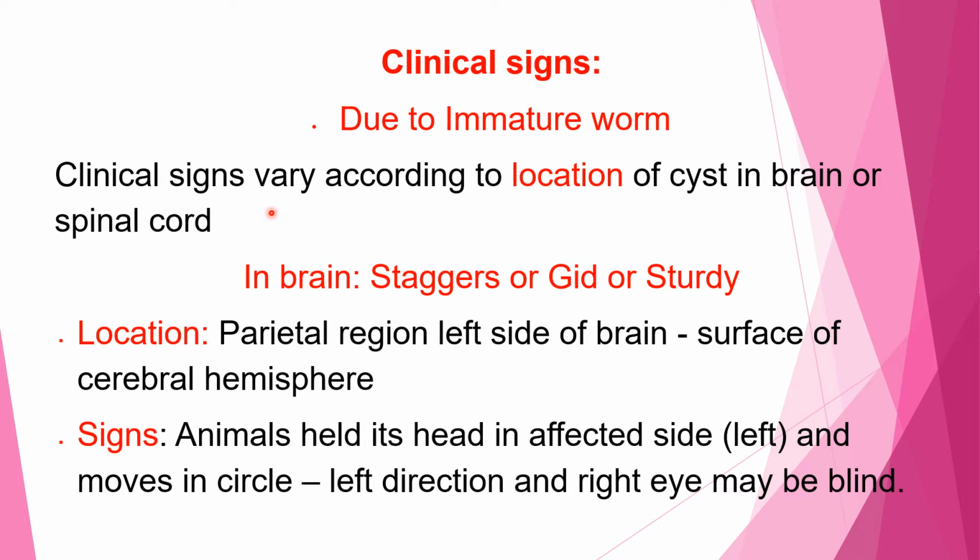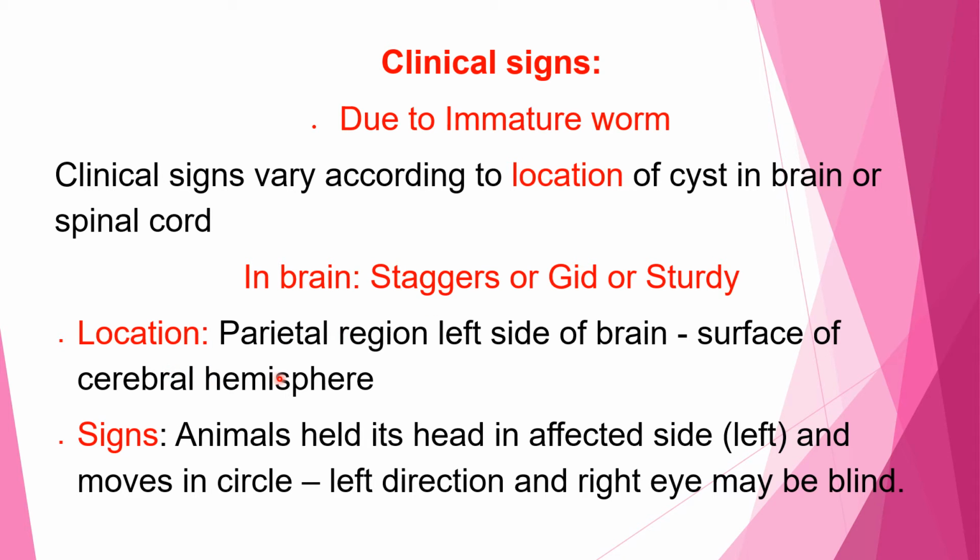The clinical signs vary greatly according to the location of the cyst in brain or spinal cord. The part of the brain in which it is located governs the signs. Generally, when the cyst is in brain, the disease is called Staggers or GID or Sturdy. GID and Sturdy are the local names. Staggers is when the animal moves with swaying or incoordination and is likely to fall.